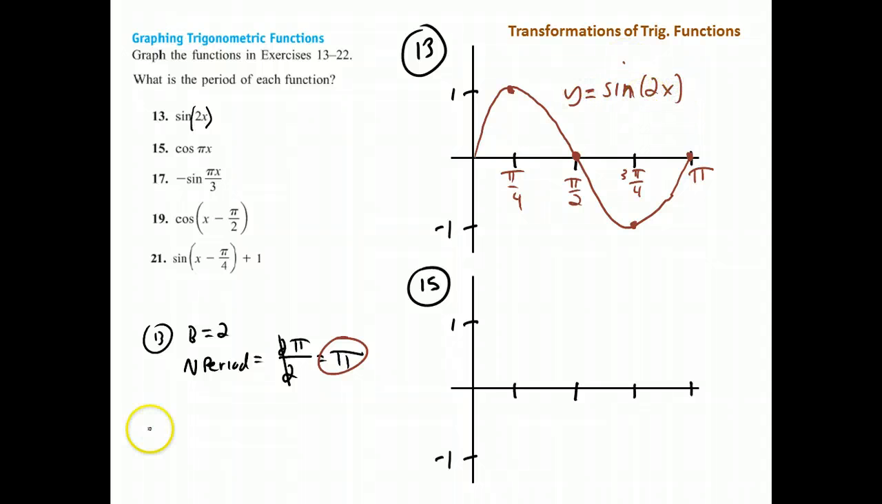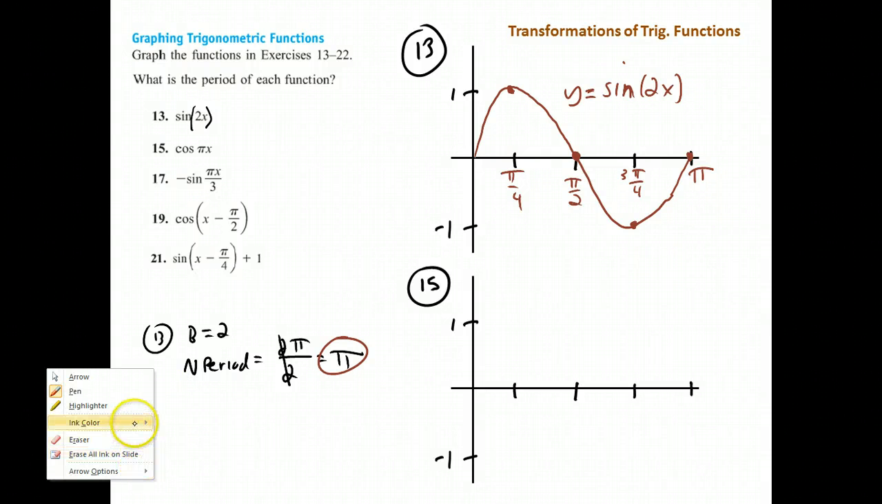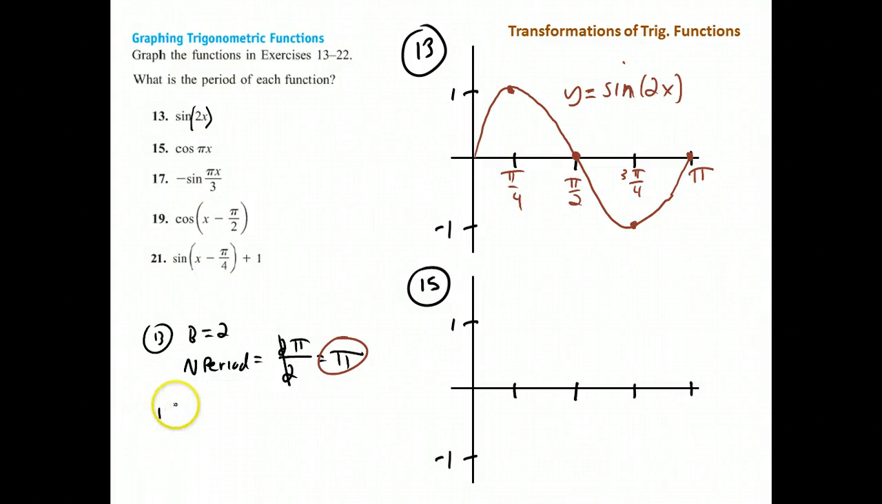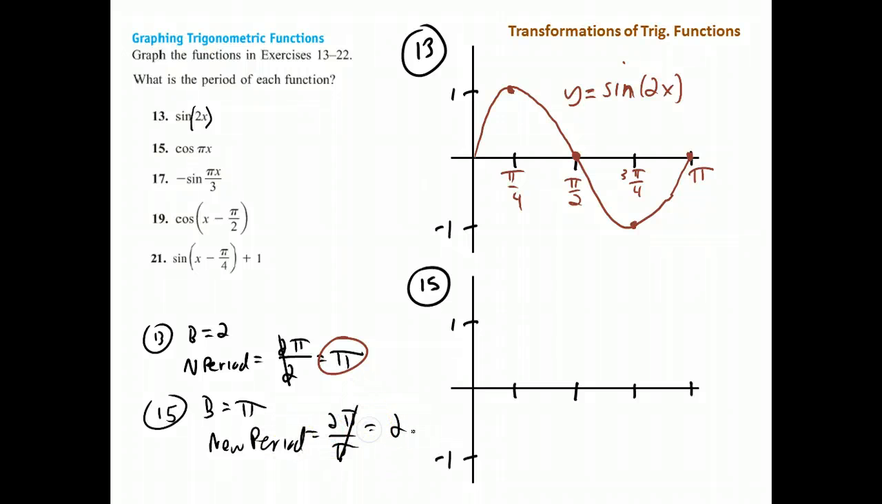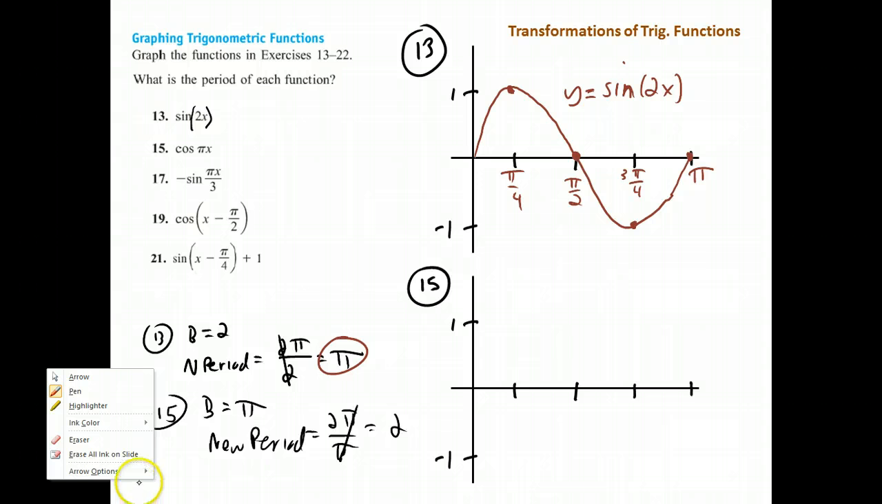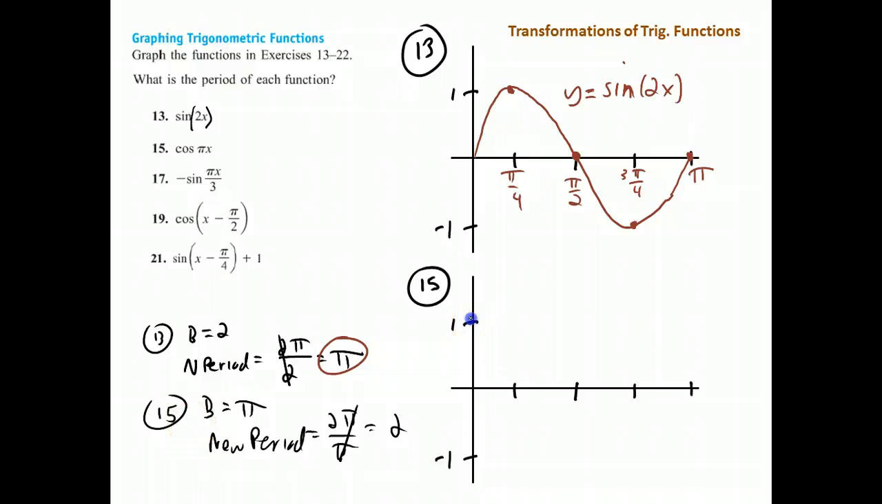Okay. In 15, we have the cosine of pi x. In that case, b is pi. So our new period is 2 pi over pi. So our new period is 2. Still draw the same kind of sine. Oh, no, this is cosine here, sorry. Still draw the same kind of cosine graph. Start up here at 1, go down to 0, go down to -1, come back up to 0, end off at 1. Still draw the normal cosine graph.